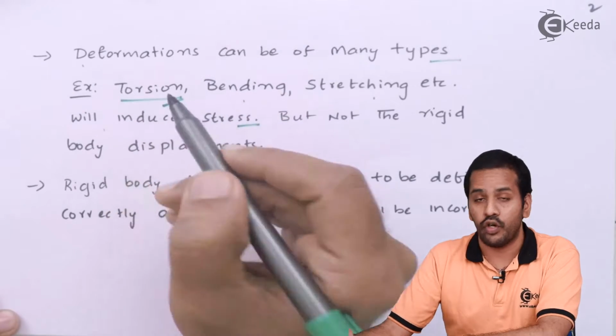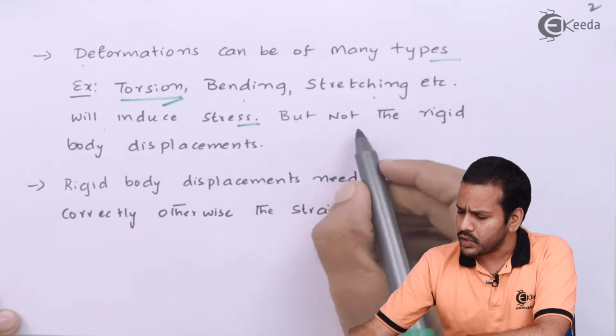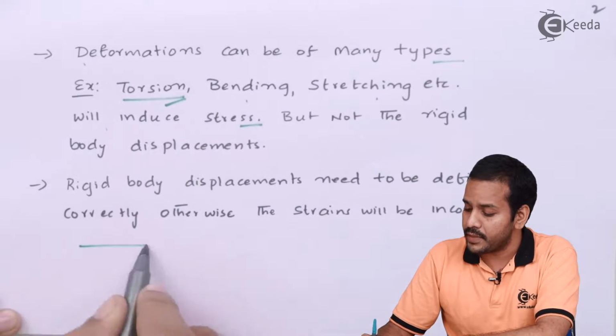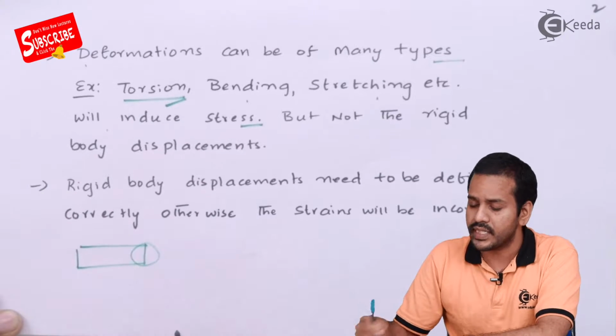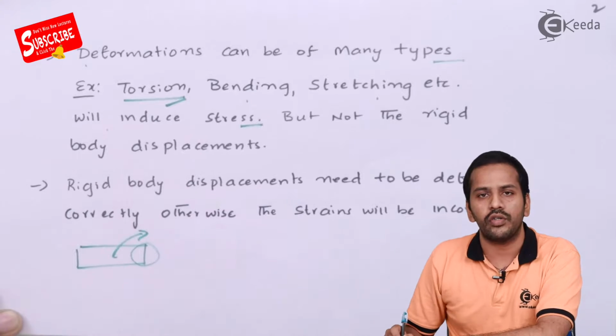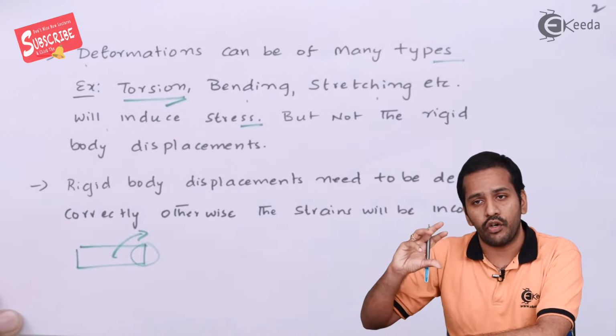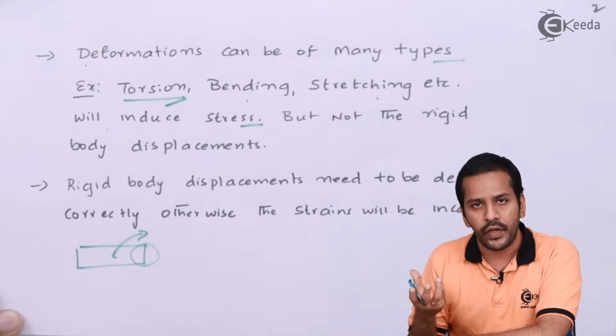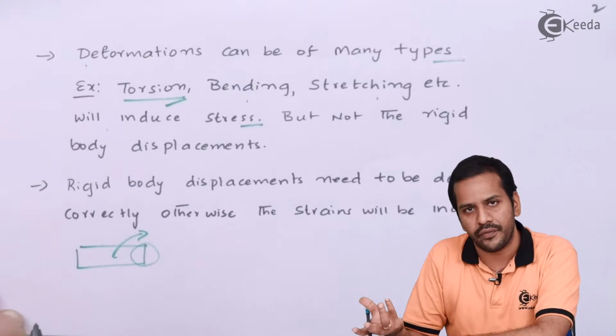In the case of torsion, it will induce shear stress. If you remember, if you take some shaft, which has a circular cross section or whatever the cross section may be, if you impose some torque on this, the shaft will twist, and that will induce shear stress on the surface of the shaft.